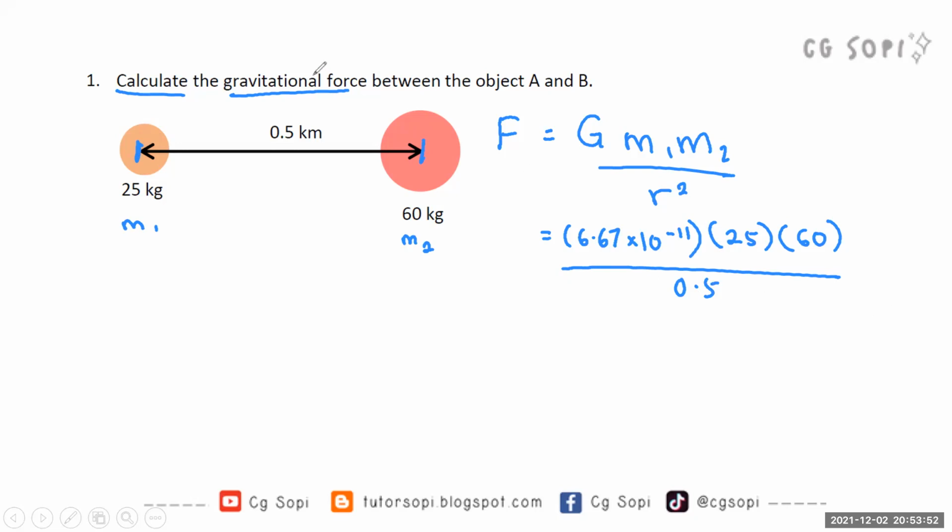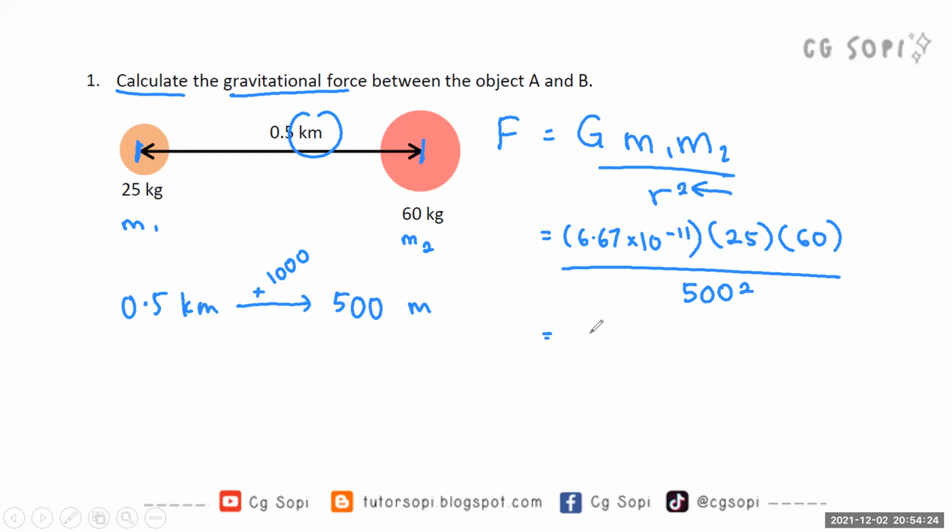Why is this wrong? Because look at the unit. This one is kilometer. So you have to change from 0.5 kilometer into the unit meter, the SI unit. So how to change kilometer to meter? You have to multiply by 1000. So you will get 500 meters. Not enough, because remember, this is important, you have to square them. So now you just calculate.